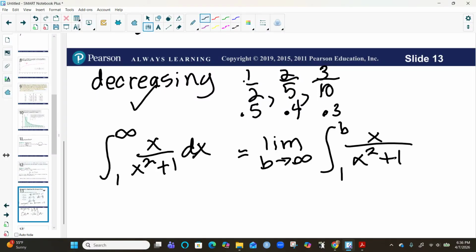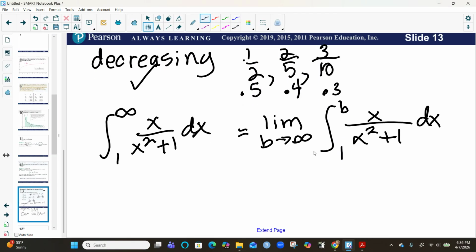And the limit variable that you're using, a, b, whatever, takes the place of the infinity. And then at the very end, we take the limit of what we get after we integrate. Okay, so in this situation, I'm going to do a u substitution, making the denominator my u.